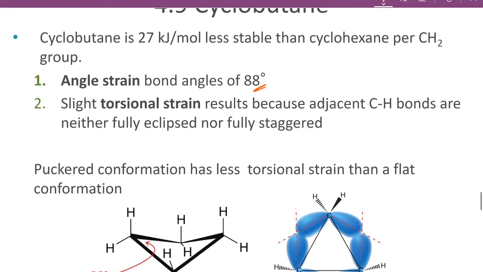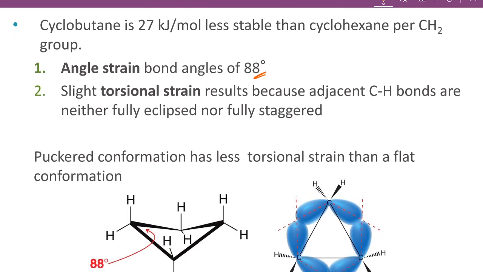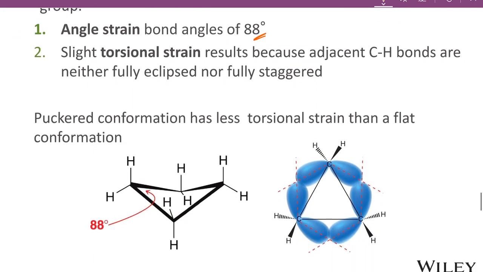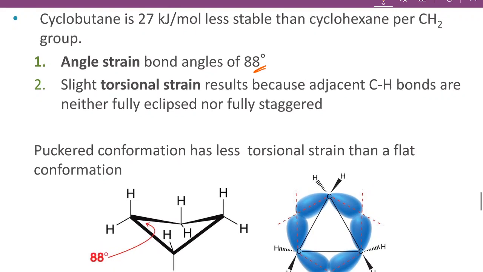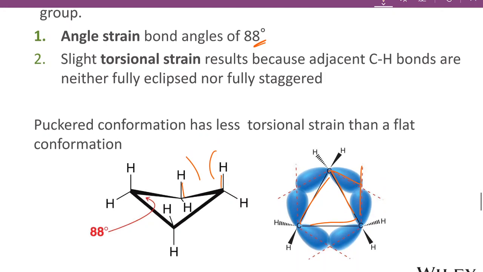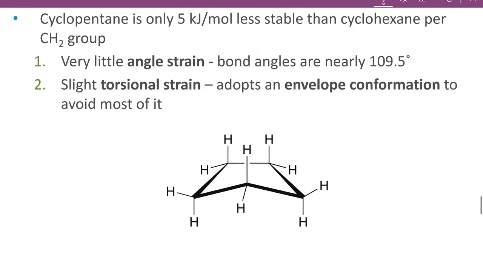Okay, this is for cyclobutane. But we're showing cyclopropane here on the right, so that's kind of strange. We have some torsional strain because these carbon-hydrogen bonds are going to eclipse each other. So we also have some strain for cyclopropane. You can see here it wants to be along these red lines, but it's just not going to be able to adopt that because we have that 3-membered ring.